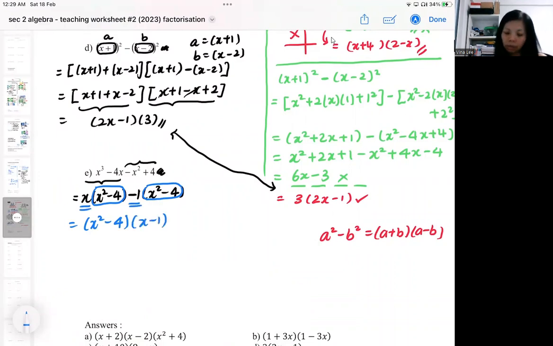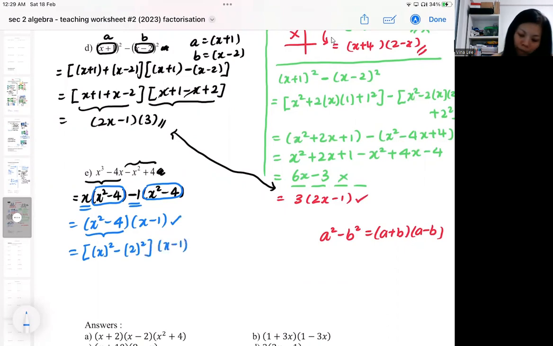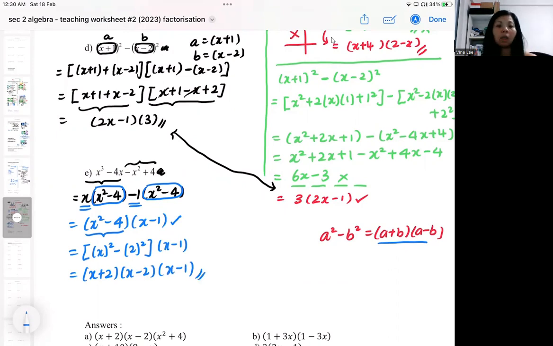So that's not the end yet. Most students will stop here. They forget that this can be continued with x squared minus 2 squared, which means I'm going to use the formula here. So I can get a plus b, a minus b, and my last bracket is x minus 1. So I successfully combined grouping and the formula.